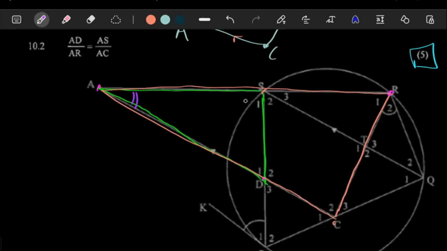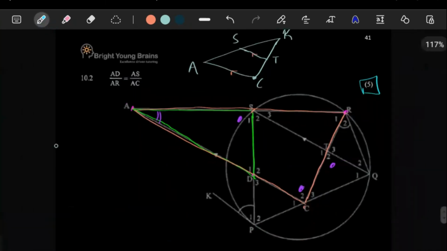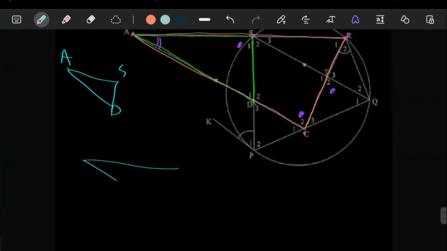We already know that this angle here is equal to that one. Yes. And it is also equal to that one because of alternating angles. So we can prove that those two triangles are similar because we have two sets of angles that are equal to each other. So the two triangles we're dealing with: triangle ASD, A, S, and D. The other one is the big one, which is A, R, and C.